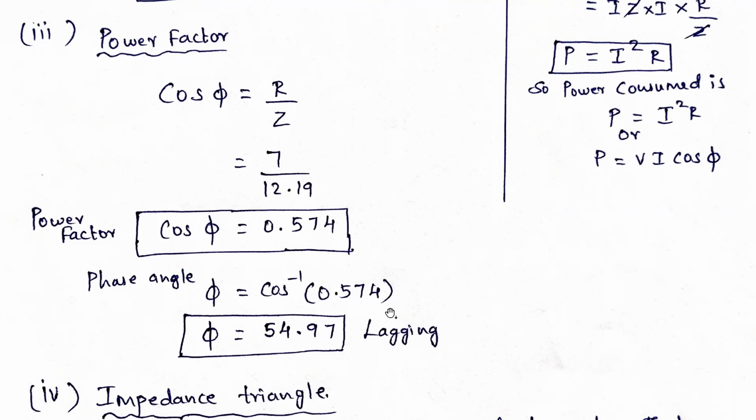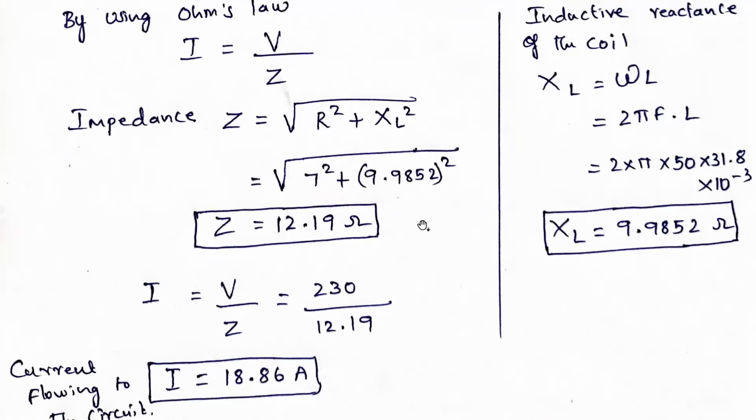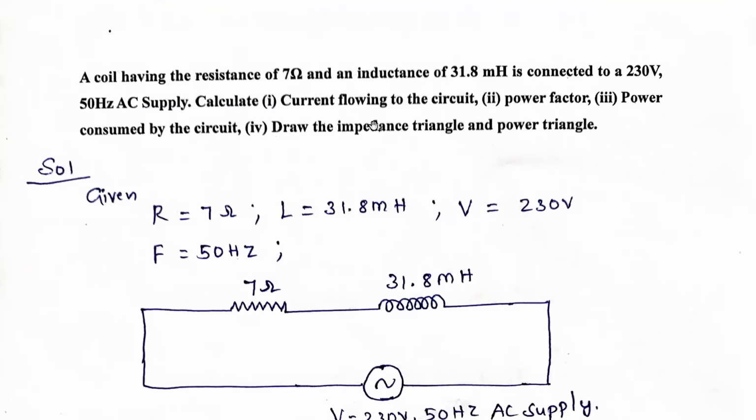Because of the inductive load, it is lagging. So phi is equal to 54.97 degrees lagging. Okay. Now what is asked in the problem? Next thing they asked is to draw the impedance and power triangle.